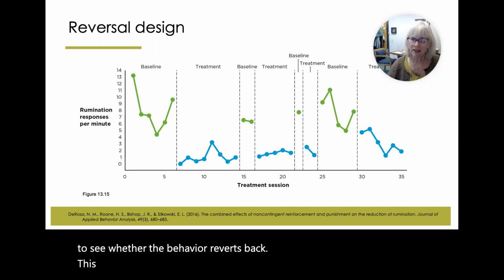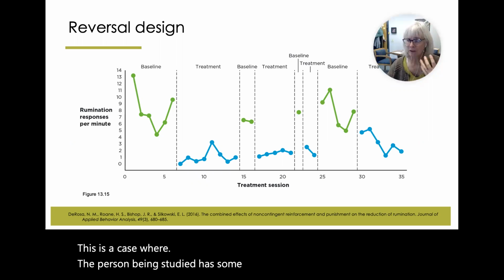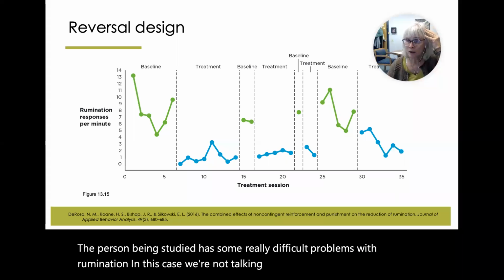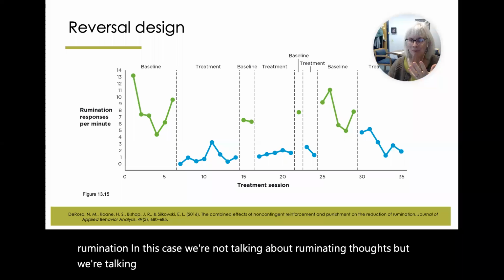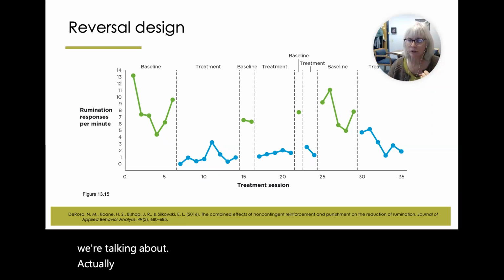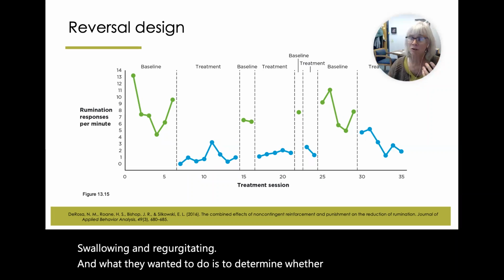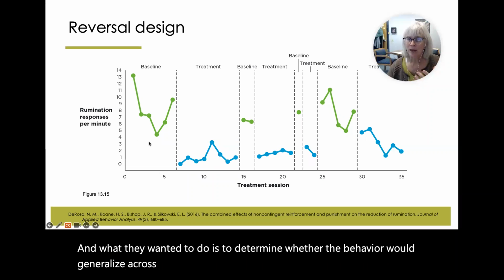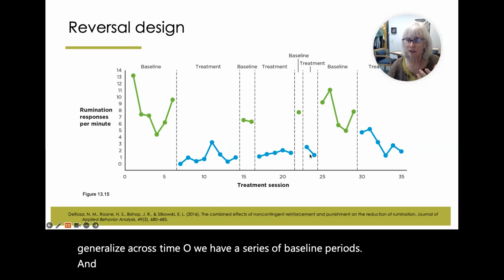This is a case where the person being studied has some really difficult problems with rumination. In this case, we're not talking about ruminating thoughts, but actually swallowing and regurgitating foods. What they wanted to do is determine whether the behavior would generalize across time. So we have a series of baseline periods and treatment periods.